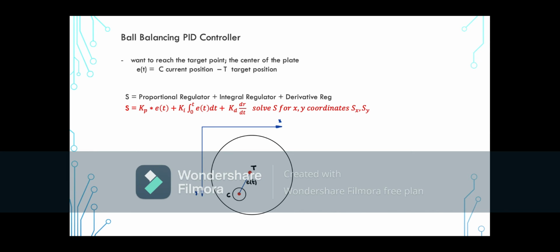So for our system, the equilibrium point will be the center of the plate where the ball doesn't move, and the error will be the difference between the current position C and the target position T. So the new signal to be fed into the system will be the sum of these 3 errors, which are continuously updated and calculated for both directions, X and Y. So we'll have to calculate the sum of Sx and Sy for the error, the error rate, and the error so far in the system.